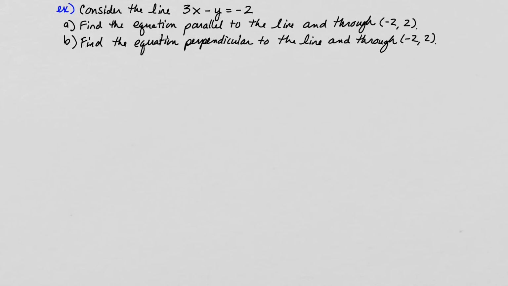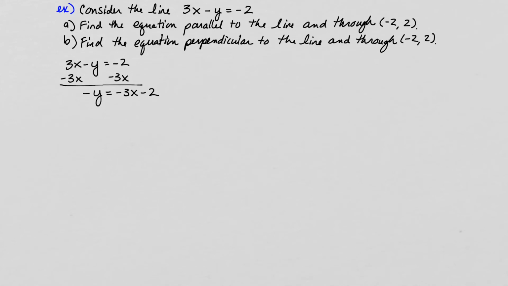Okay, so in both of these, the first thing we have to do is find the slope of the original line. The original line here is not solved for y, so you cannot find the slope until it's solved for y. So that's the first thing we're going to do. So 3x minus y equals negative 2. I'm going to subtract 3x from both sides. So minus y equals minus 3x minus 2.